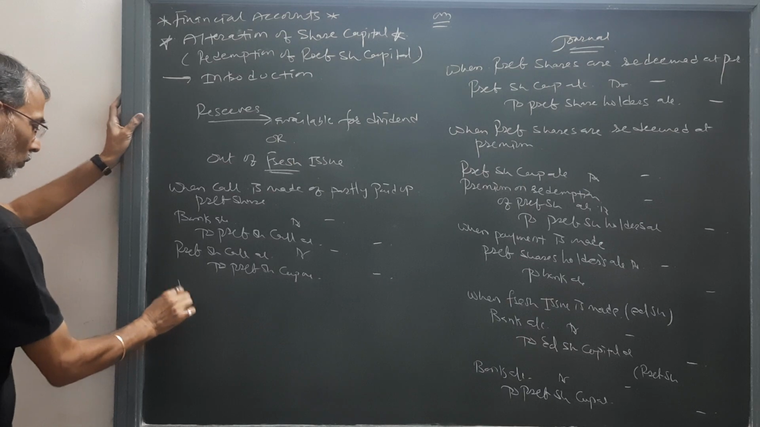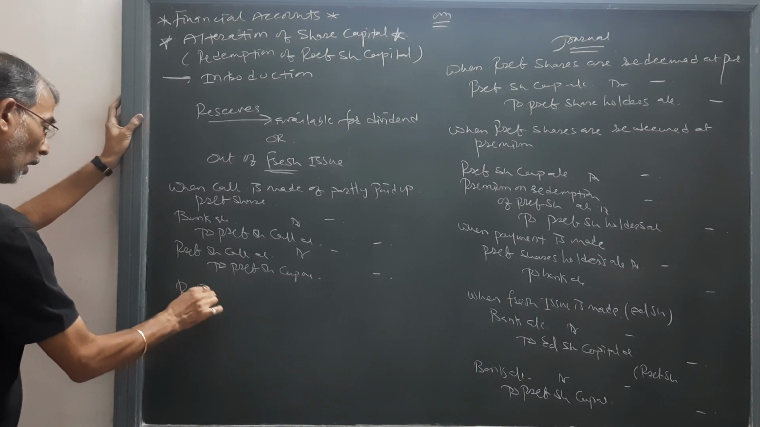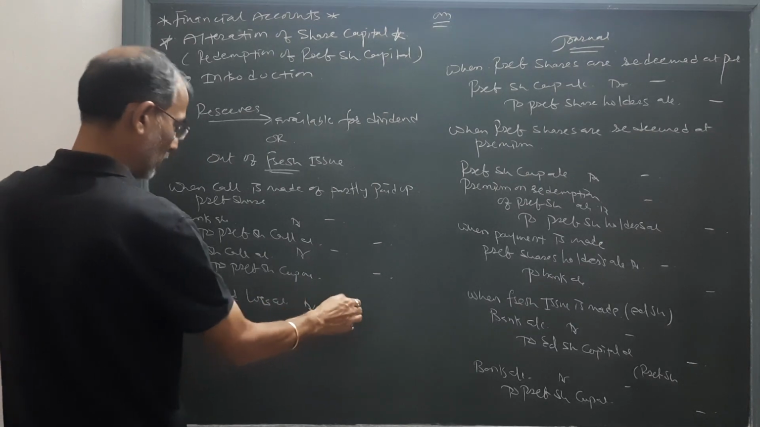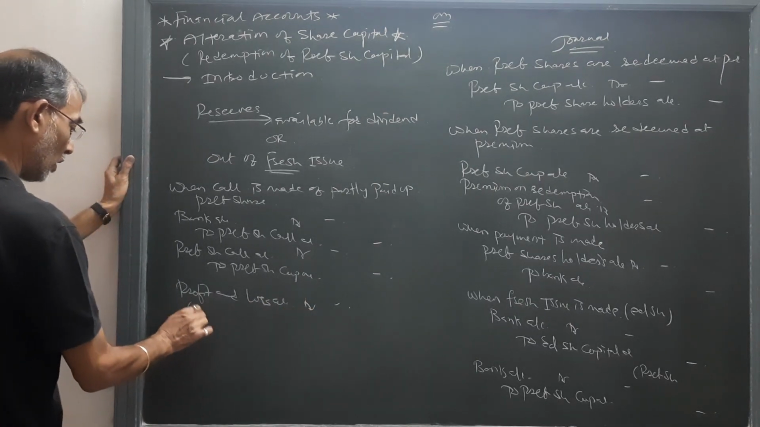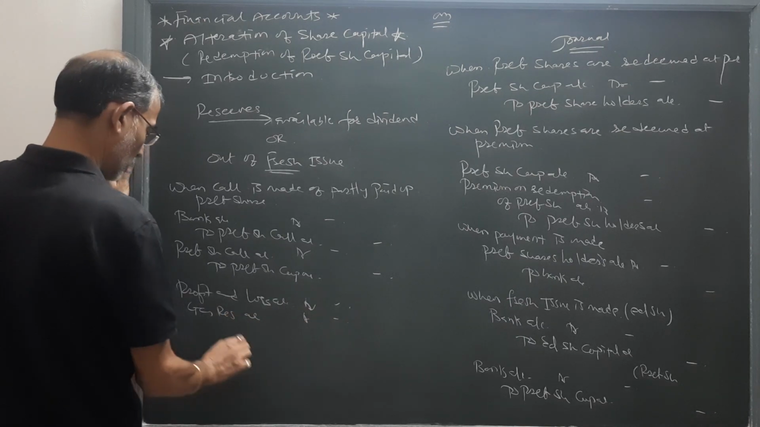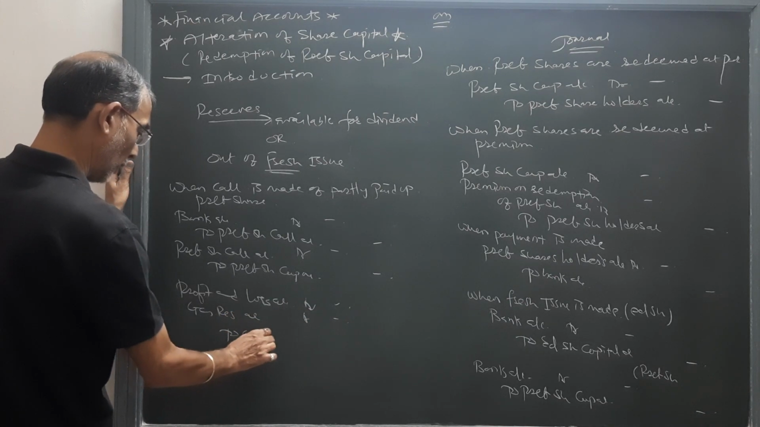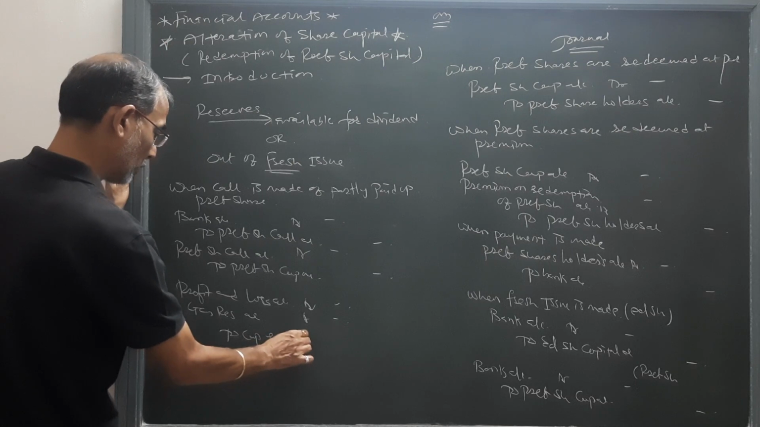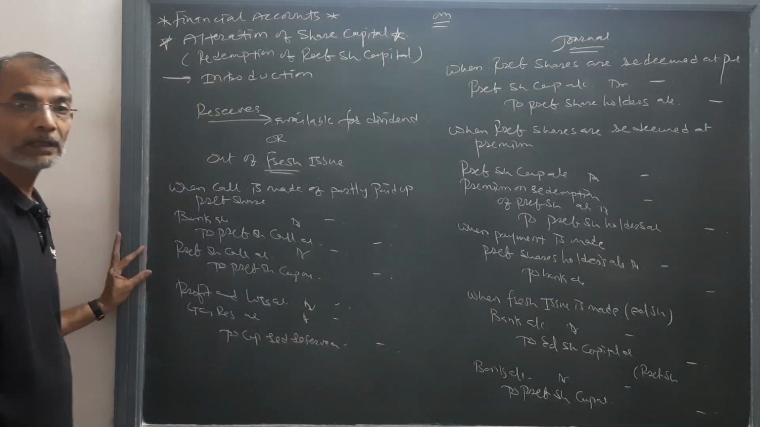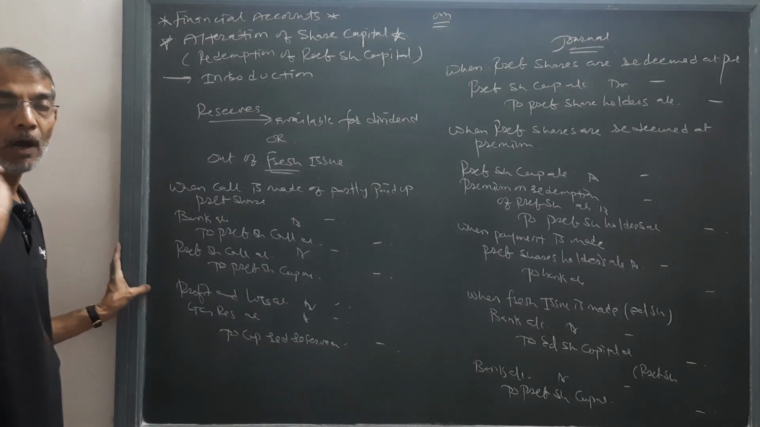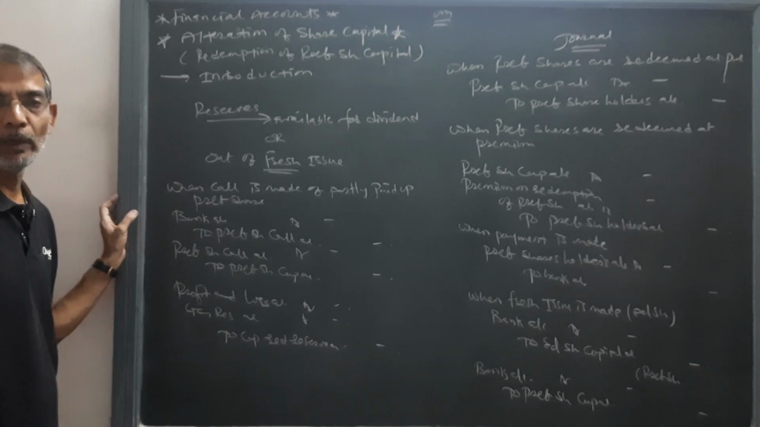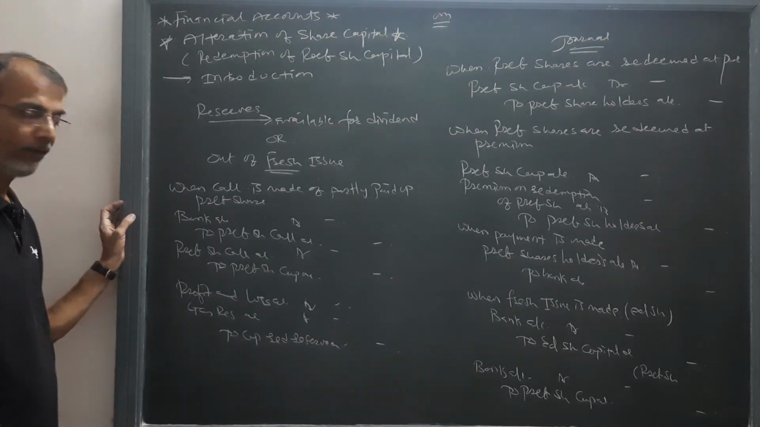So, profit and loss account debit or general reserve account debit to capital redemption reserve account. This reserve is created out of the reserves which are available for dividend.